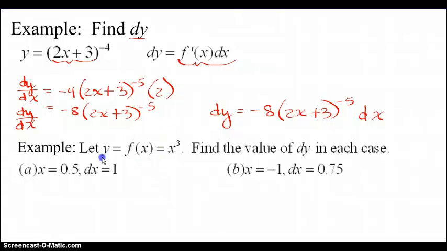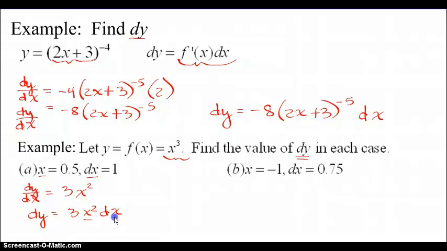So let's look at another example. Here we have the function y equals f of x, and our function is x cubed. We want to find the value of dy in each of these cases. If we're given an x value and a dx value, we can find dy. Again, the first step is to find our derivative. Our derivative, dy dx, is 3x squared. The next thing, we're going to find our differential. That's 3x squared times dx.